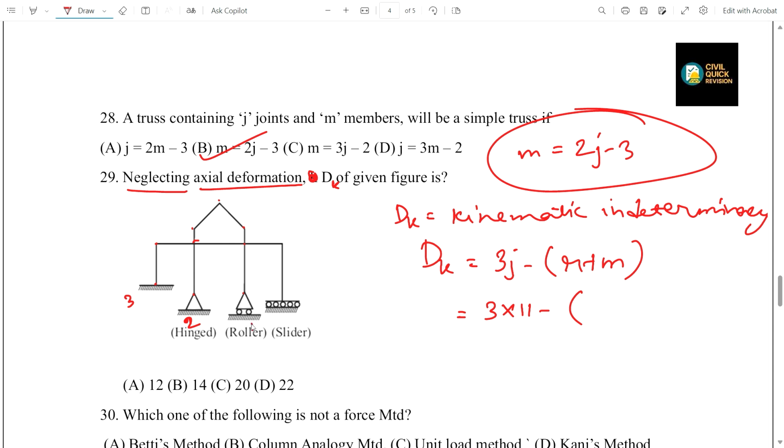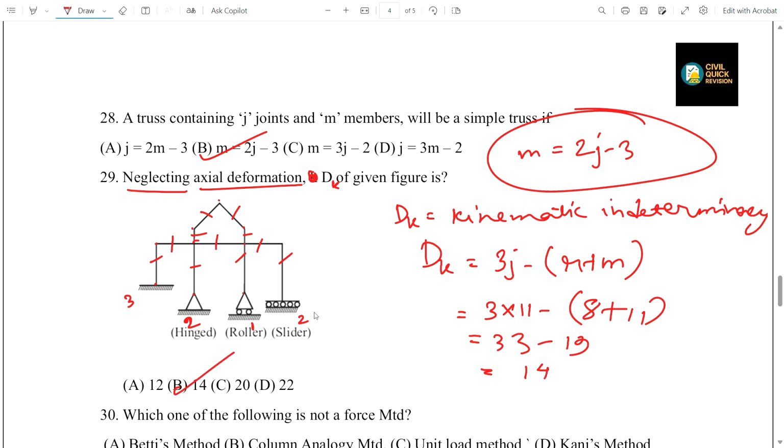There is 1, and in slider 2 reaction. Total how much? 3 4 5 6 7 8 plus member how much? 1 2 3 4 5 6 7 8 9 10 11, total 11. So 33 minus 19, so we got the answer as 14. So option B is the correct answer.